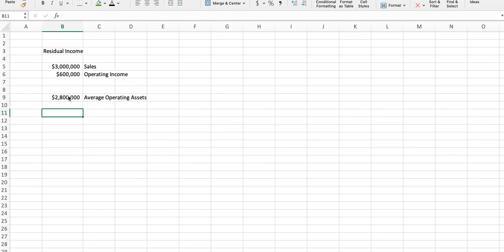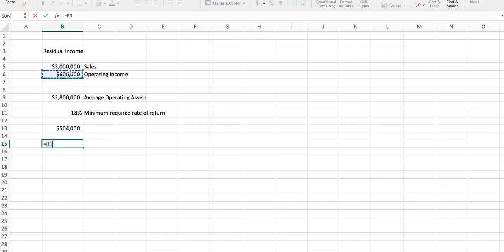And we have a minimum required rate of return of 18%. So what we want to know is on this investment, what was our return? Our minimum return is $504,000, but we got $600,000. So our residual income is what we have left over after the return. That's all it is. It's just that straightforward.